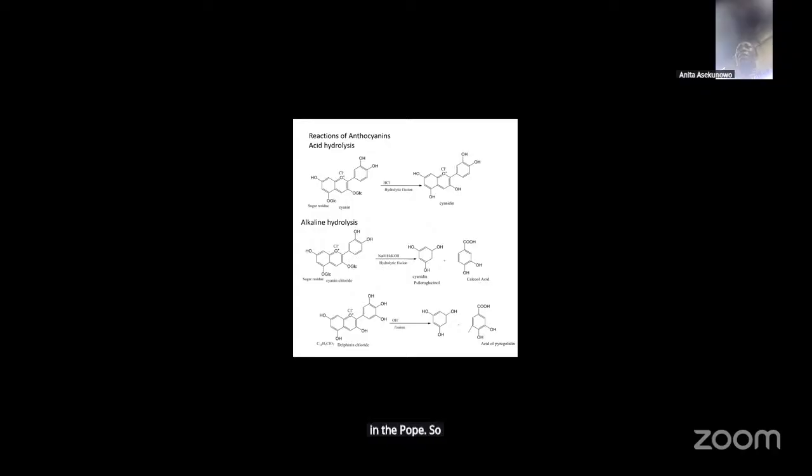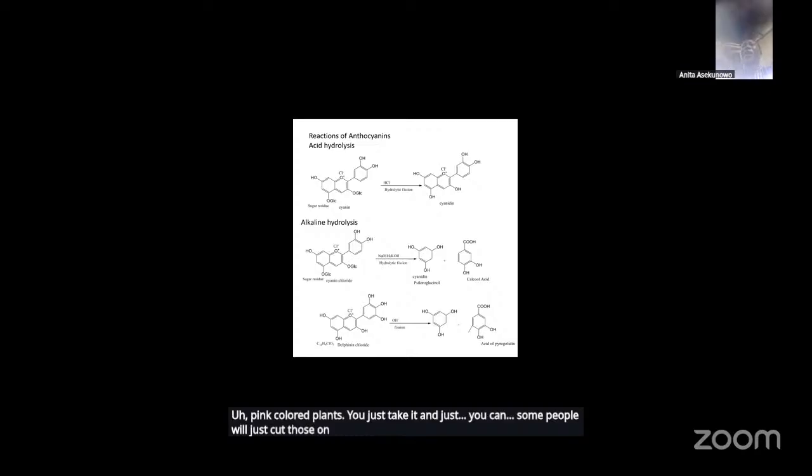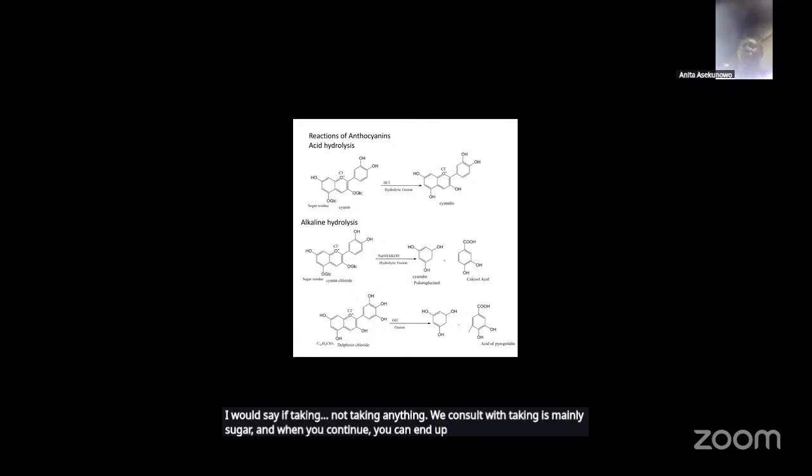So some of us that want to take watermelon are interested in just the sweet parts. You just take only the juicy part, that pink colored part. Some people will cut it out, and at times even a remnant of that pink will remain in the rind, and you say you've not taken anything. Because what you've taken is mainly sugar. And when you continue, you can end up having a problem of sugar.